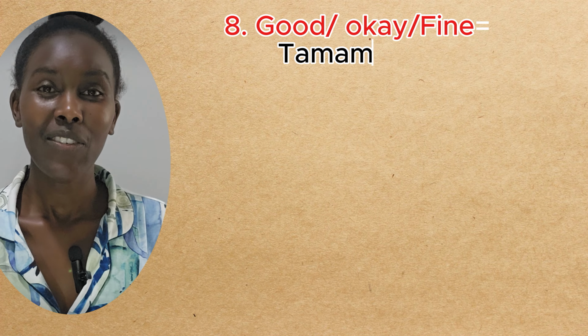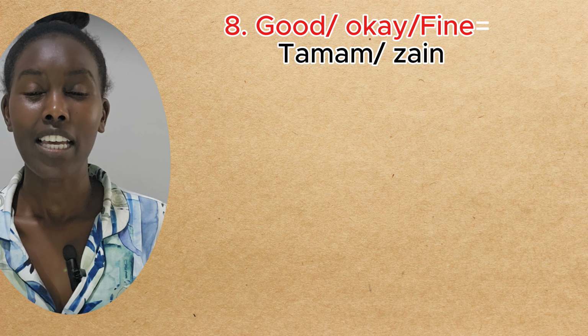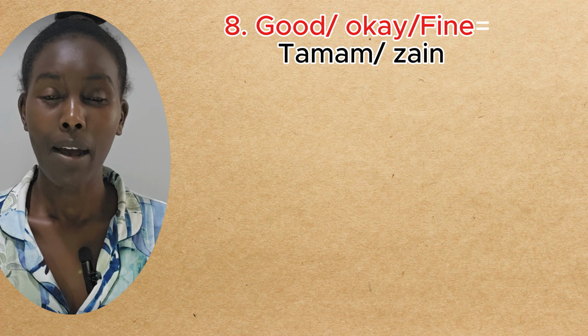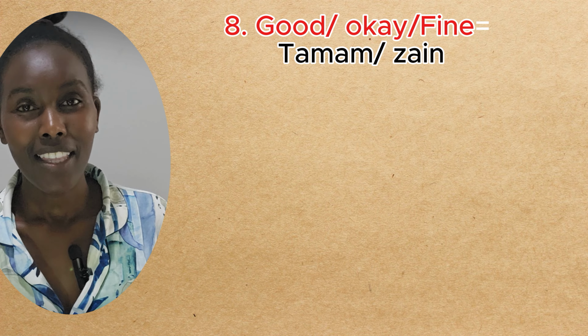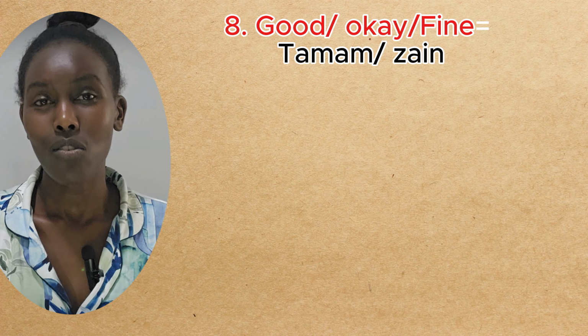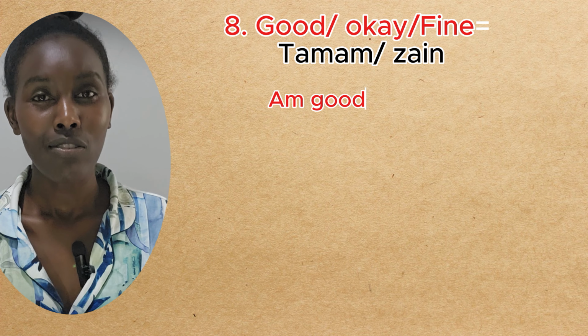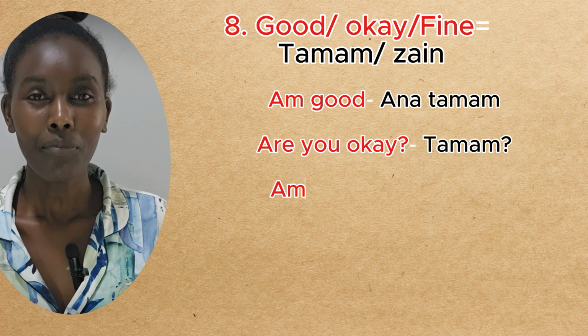Number 8, you can say good, fine or okay. In Arabic we say zain or tamam. For me, I tried to learn the two because whenever I forget one, I can remember the other, but you can learn only one, which is okay. So, for example, in a sentence, I'm good: Ana tamam. Ana tamam.